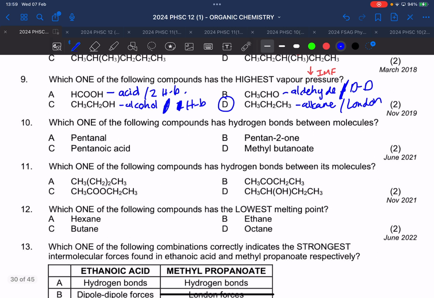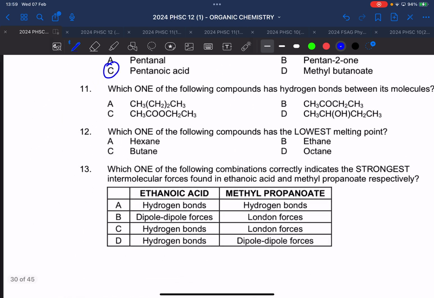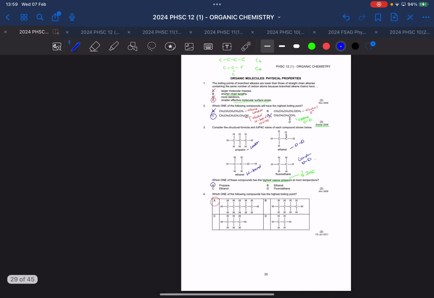Next one. Which one of the following compounds has hydrogen bonds between molecules? We have pentanol, alcohol, aldehyde, no. Pentanone, ketone, no. Pentanoic acid, which has hydrogen bonds. You don't have to finish the multiple choice, just finish page 24.